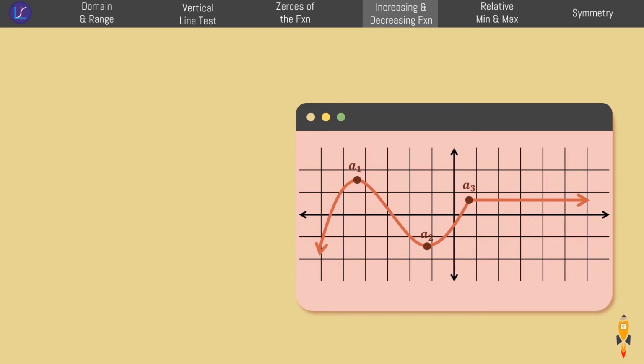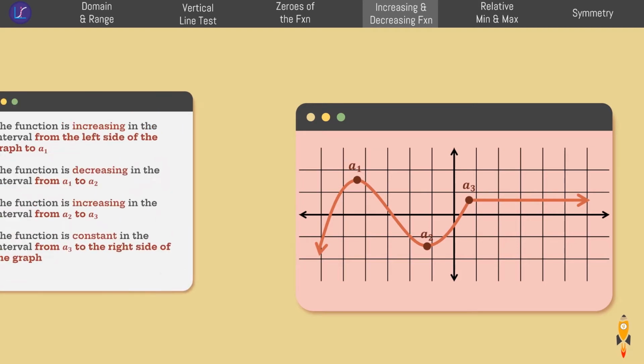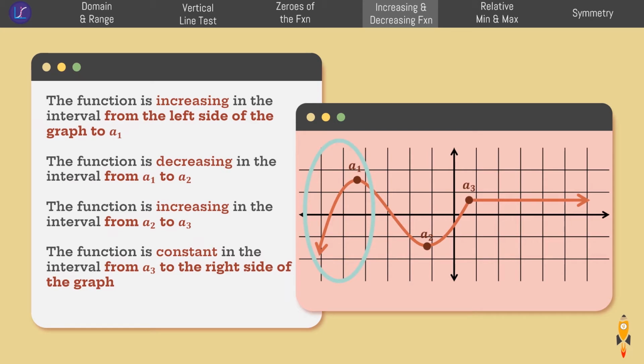As you can see, from the leftmost part of the graph to point A1, the graph rises up. This means that in the interval from the left side to point A1, the function is increasing. From point A1 to point A2, the graph drops down. Therefore, in the interval from point A1 to point A2, the function is decreasing.